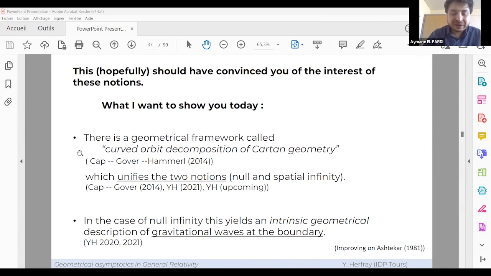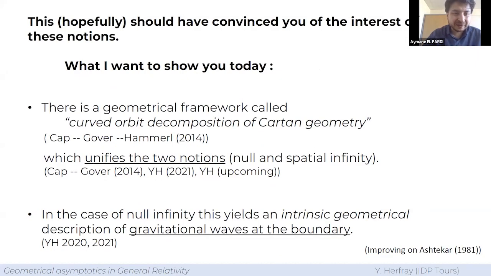So the last thing you said is about the line about unifies between the two notions. And yes. So okay. So this would be one big point that I want to try to make today.